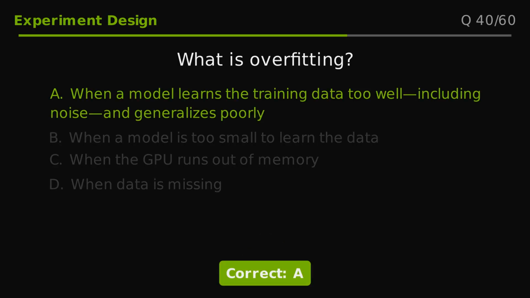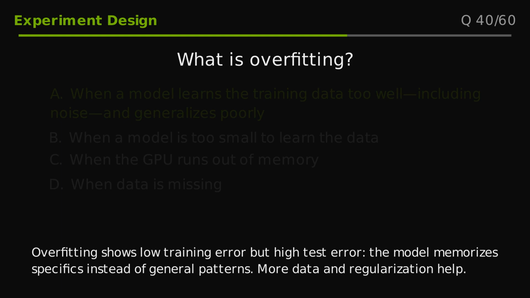The correct answer is A. Overfitting shows low training error but high test error. The model memorizes specifics instead of general patterns. More data and regularization help.